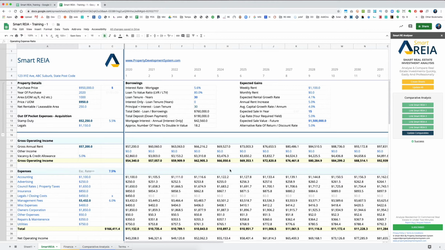Again, the first thing that we discussed here was that not one metric is going to tell you the complete picture about your investment. You have to look at all these different metrics, put them together, and compare different opportunities together in order to make an informed decision and to see where your money is going to get the best return. And that is why the smart real estate investment analysis is there.